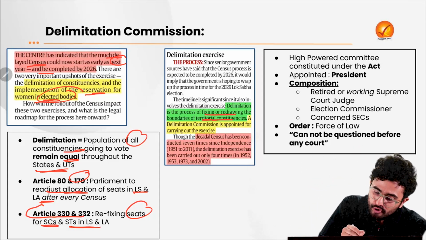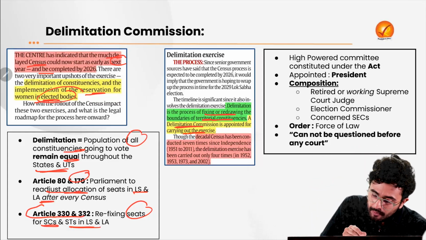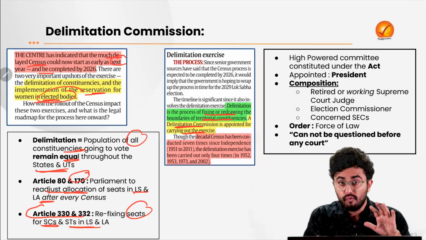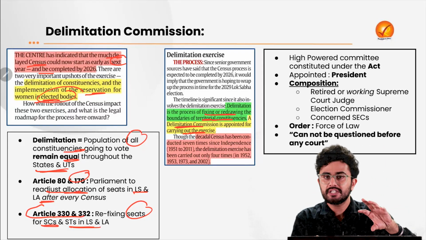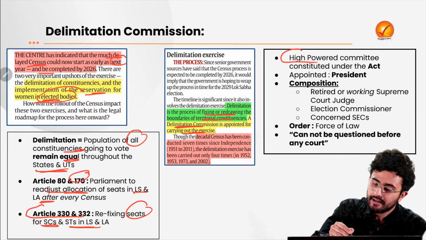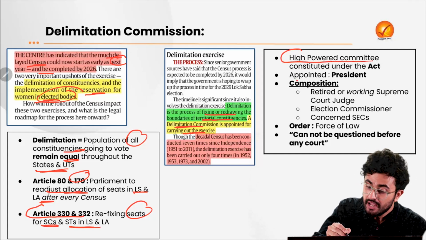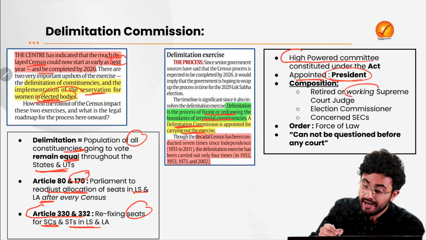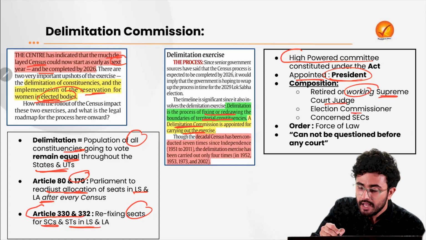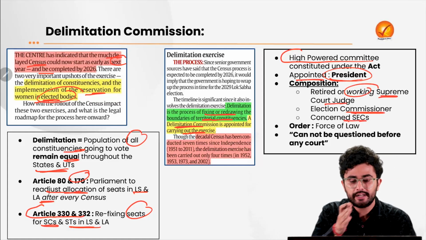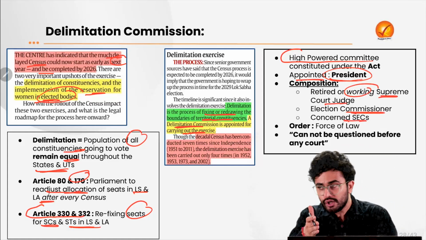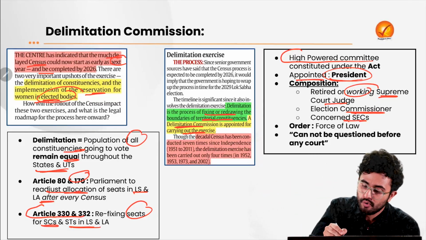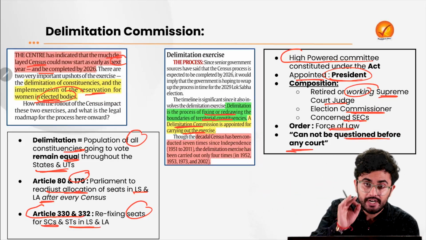Now, a delimitation commission is going to be appointed to carry out this exercise. What is this? It is basically a body which is created under the Act, and it acts as a high-powered committee. It is appointed by the president, and it is composed of, remember, a retired or working Supreme Court judge, the election commissioner and the concerned state election commissioners. The order of this delimitation commission acts as a force of law, and it cannot be questioned before any court.